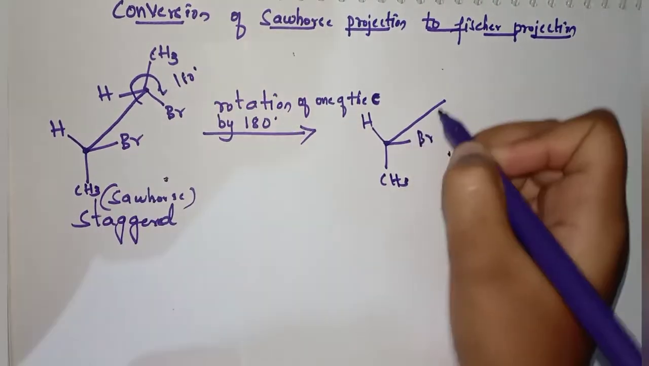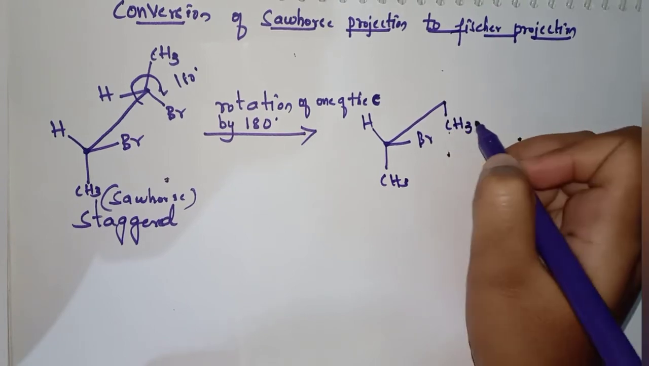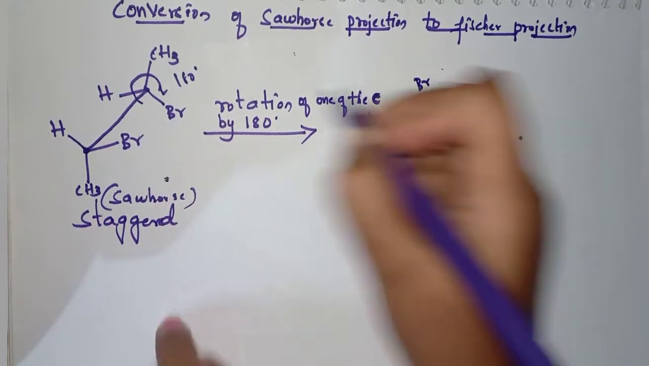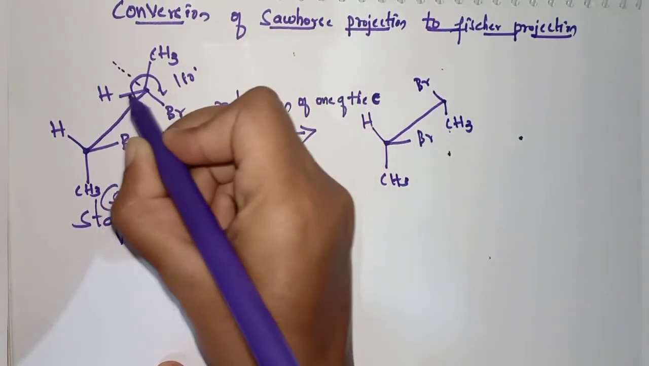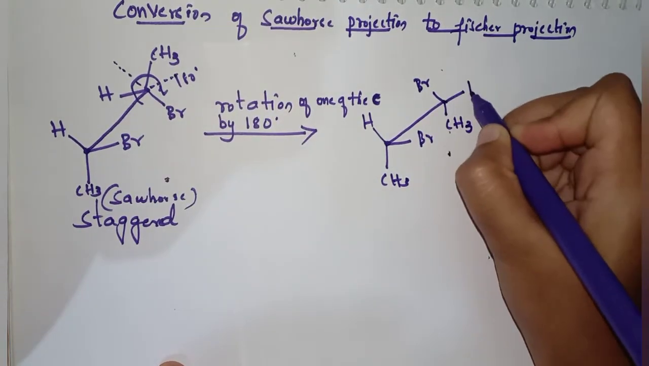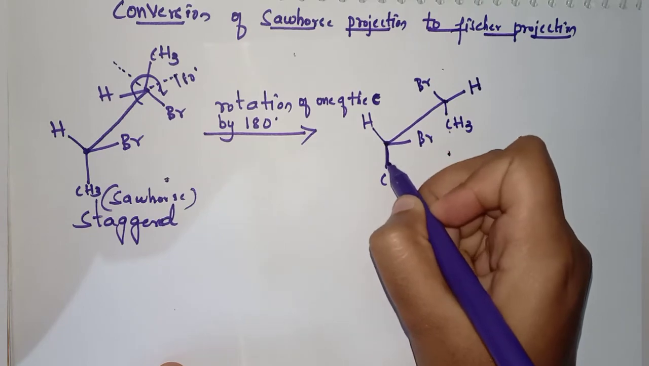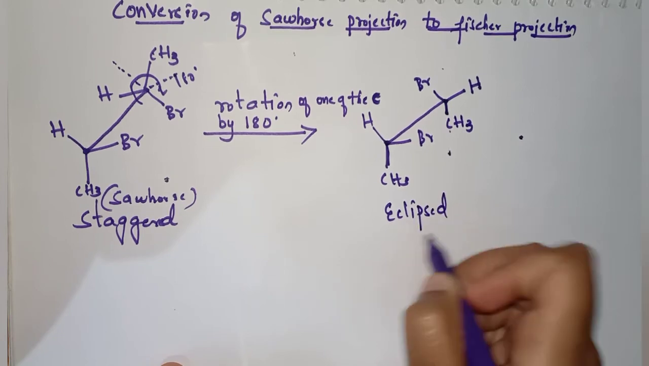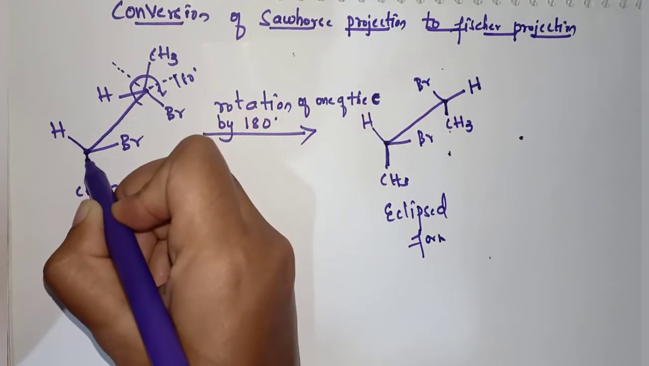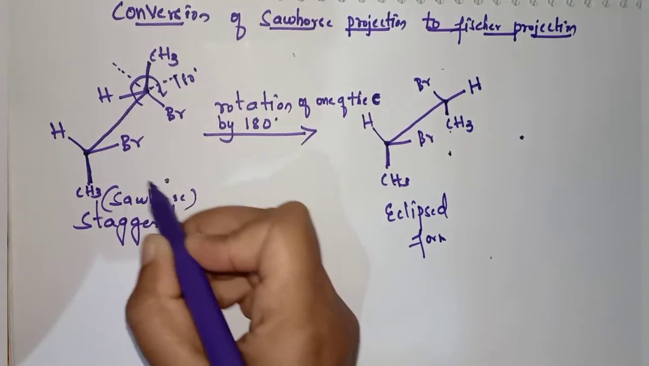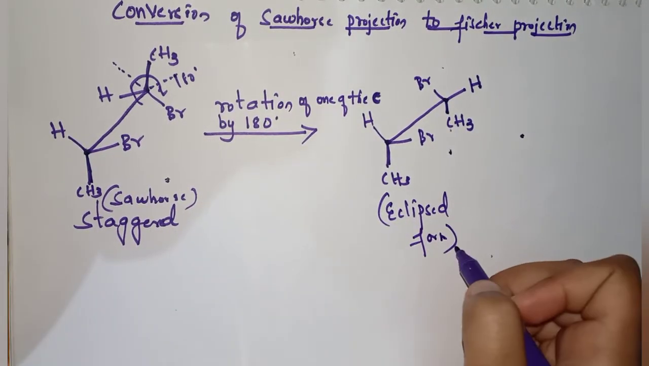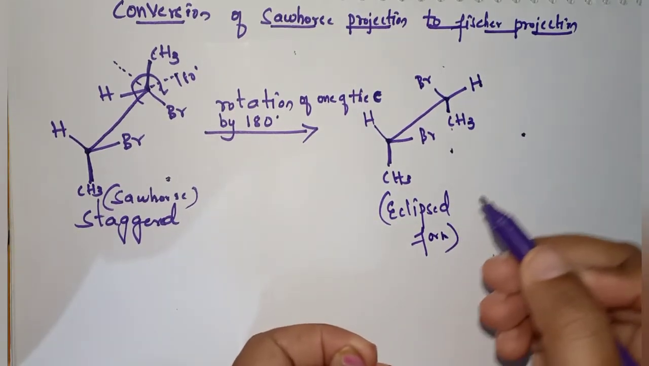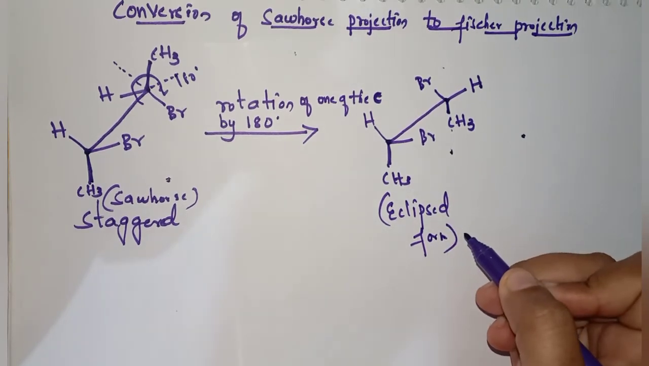So this will come here, exactly opposite for this, that is CH3, and this Br will come exactly opposite for this, and this H will come here. So I will write the H here. So both are pointing downwards. So it is the eclipsed form. See here, it is pointing downwards and it is pointing upwards, so it is the staggered form. Now we have got the eclipsed form of this Sawhorse. Now we have to convert this eclipsed form of Sawhorse into Fischer projection.